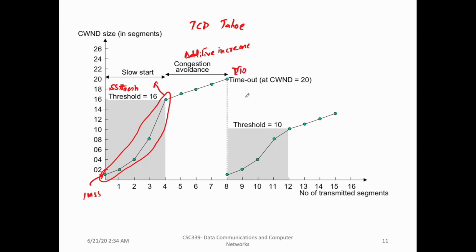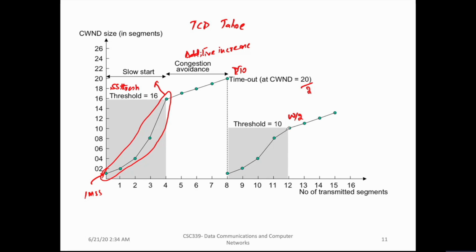So what we're going to do is, first of all, straight away adjust the slow start threshold by dividing the congestion window by 2. What was the congestion window size here? Yes, 20. Now we divide it by 2, and the new threshold is 10. And we'll again go back to the slow start phase, which means we'll start with a congestion window size of 1 maximum segment size.